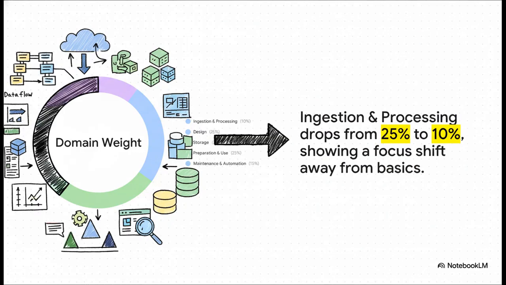And if you need proof, look no further. This chart tells the entire story. The ingestion and processing part has been slashed from a quarter of the exam all the way down to just 10%. That is a massive signal. They're basically saying, we trust you know Dataflow and Pub/Sub. Now let's talk about the big picture: design, storage, and data preparation.